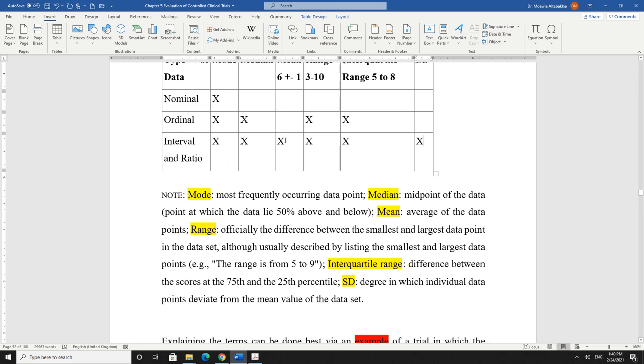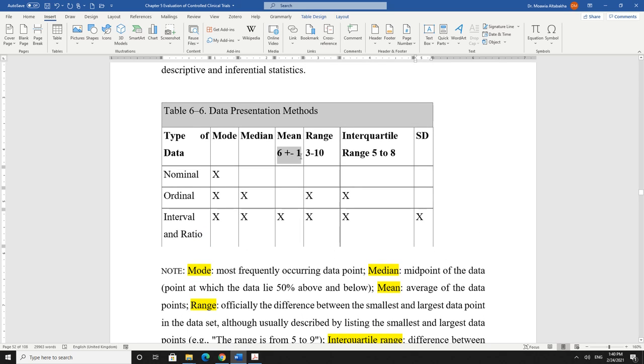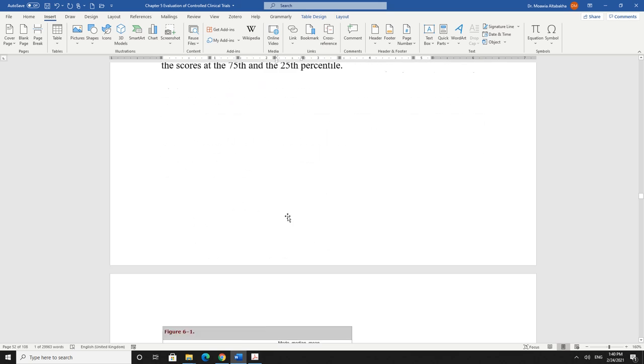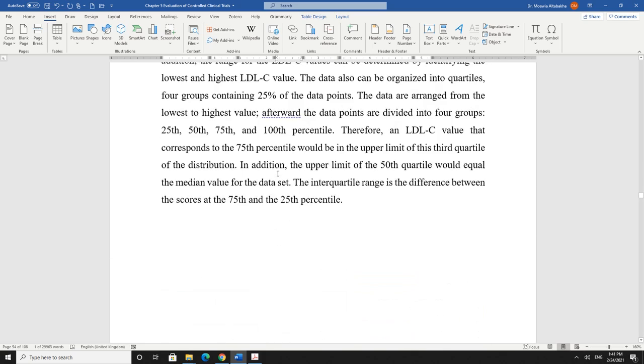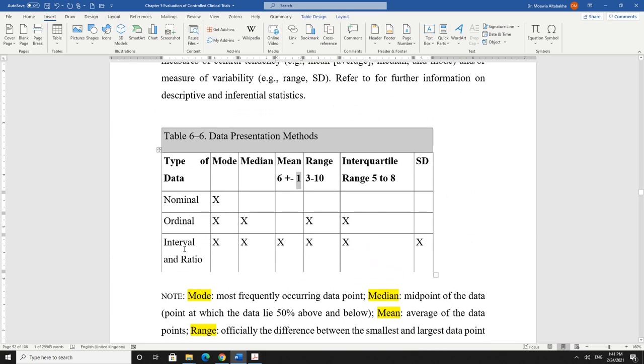Let me go back to here. When I said 6 plus minus 1, what is this one which is talking about the variability? In order for me to explain it for you, I want you to look at this distribution of cholesterol level, and it looks like normal distribution. And what type of data is this? It is a continuous type of data. It's ratio, a continuous type of data. I can calculate, as you have seen in the table, for interval and ratio, the mode and median and mean, range, interquartile range, standard deviation. I can do all these things.